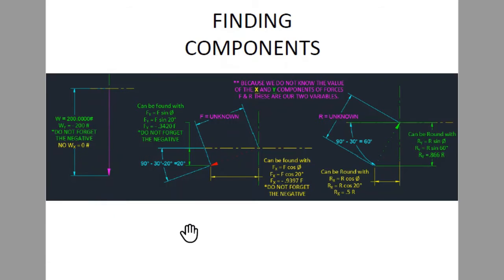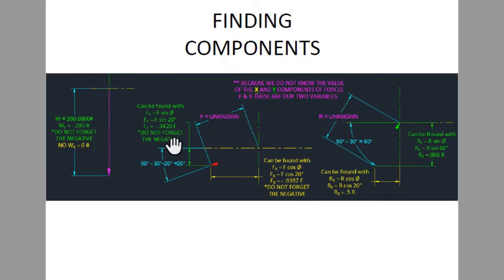Now let's take a look at force F, which is unknown. Because we do not know the value of the x and the y components of forces for F and R, these are our two variables. Let's begin with the direction. Our problem gives us two directions from the vertical axis. We can find out the correct theta we will work with by subtracting 30 and 20 from the right angle created by the axes. Our theta for this force will be 20 degrees.